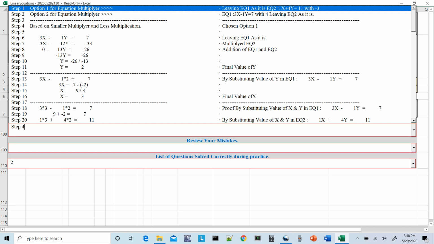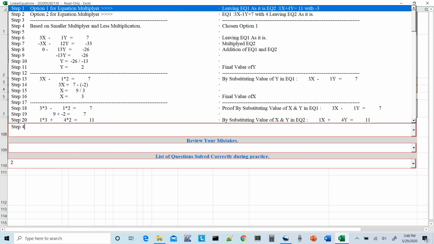Why have I mentioned it here? Because sometimes your multiplications are very huge depending upon the coefficient numbers. So you have to be very choosy about which option you use. You should always choose the option which lets you do a multiplication whose result is smaller and multipliers are smaller. So that's the trick. In this case, it has chosen option 1.